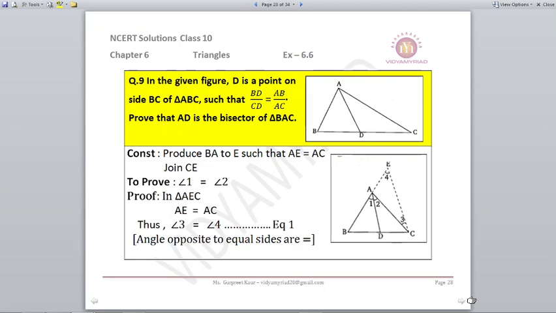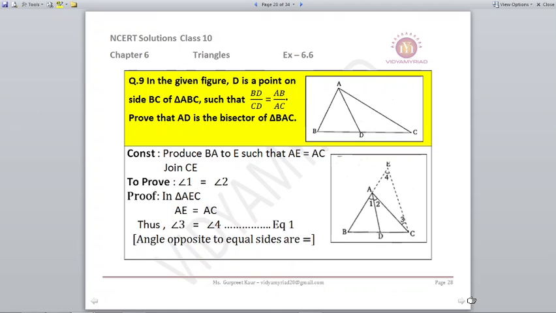Question number 9. In the given figure, D is a point on the side BC of triangle ABC such that BD upon CD is equal to AB upon AC. Prove that AD is the bisector of angle BAC. Now, AD is the bisector means we can prove that the interior angles are equal, that is, angle 1 should be equal to angle 2.